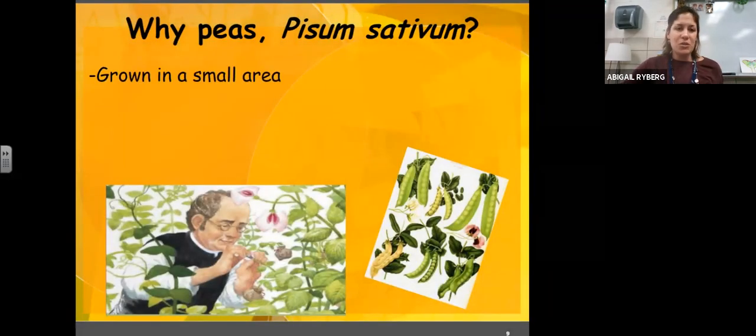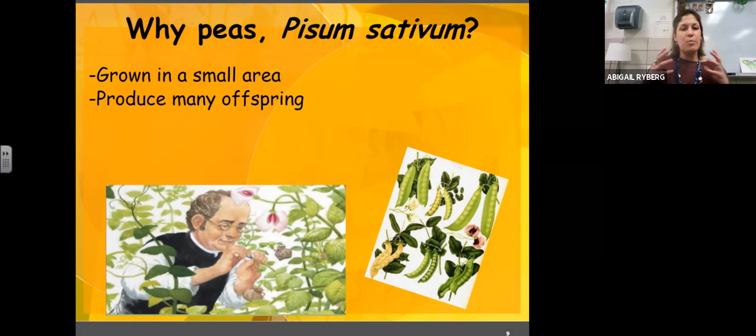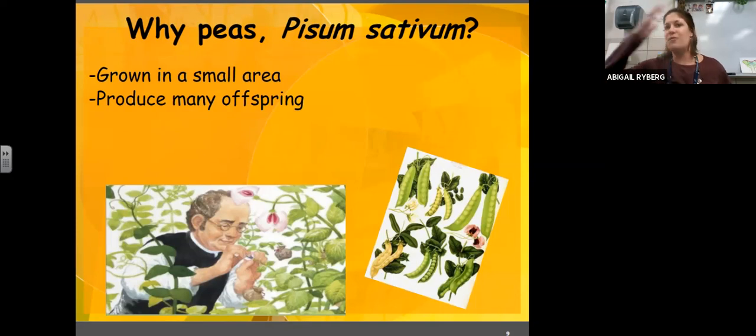So, why did he choose peas? Well, first of all, they can be grown in a small area. As you saw in that picture, that wasn't a huge, massive plot. One particular plant can produce lots of offspring. Even if you're growing peas to eat, one plant will have lots of peas on there.